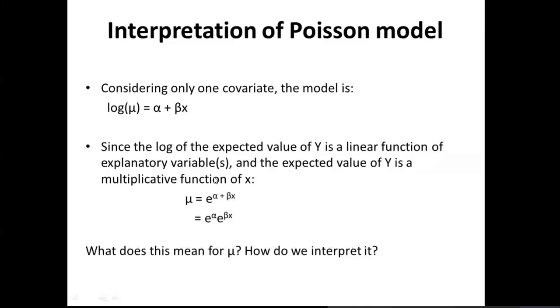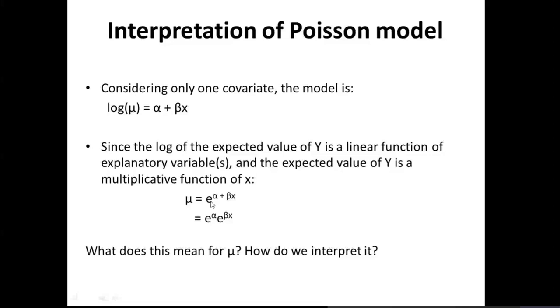The value of y is a multivariate function of x, mu. Now you can convert this. In mathematics, if y is equal to logarithm of x, then e to the power of y is equal to x. Or if logarithm of y to the base 10 is equal to x, then 10 to the power of x is equal to y. Likewise here, if the base is e, then e to the power of alpha plus beta x is equal to mu. Therefore mu is equal to e to the power of alpha plus beta x.